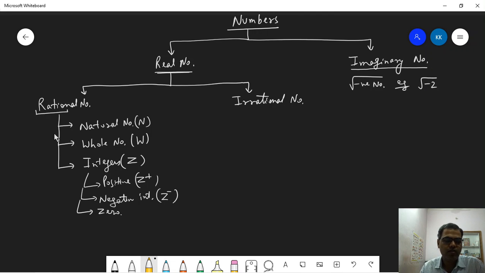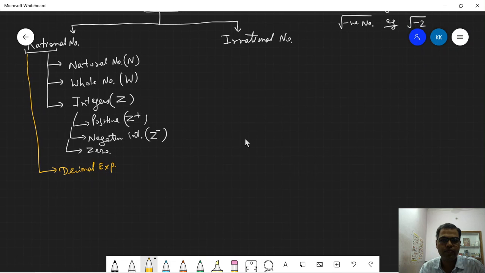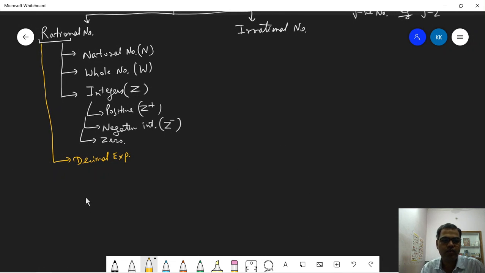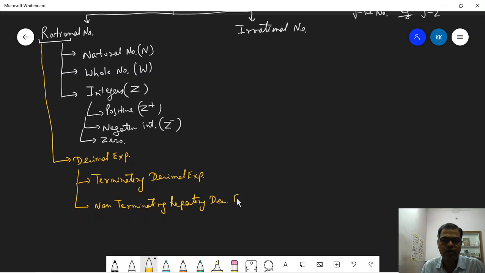Now if we write about the decimal expansion form, then rational numbers in decimal expansion form can be classified as terminating decimal expansion and non-terminating repeating decimal expansion. Now the first one is terminating decimal expansion.